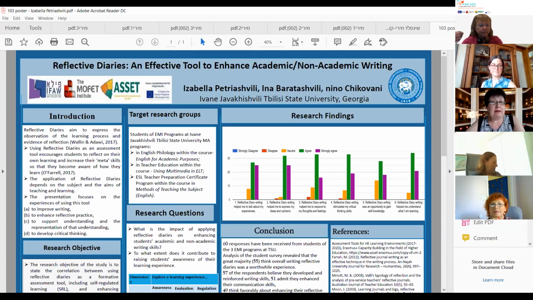The qualitative research method was applied, using an online survey of students of the above programs as the research instrument. Based on the research objective, the research questions are: what is the impact of applying reflective diaries on enhancing students' academic and non-academic writing skills? And to what extent does it contribute to raising students' awareness of their learning experience?